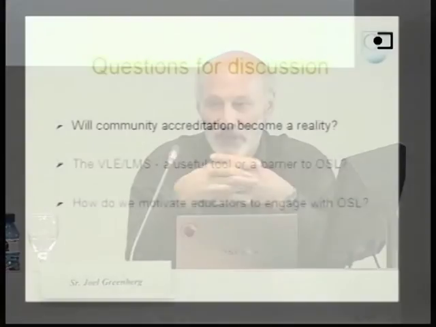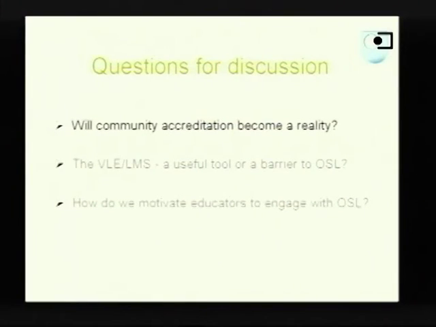I was asked to put up a few questions just in case no one could think of anything to ask. So just first one, to be really controversial perhaps, will community accreditation become a reality? The reason I raise this is because we've already seen examples of it. Sitting in the front row here, we have Stephen Downes, a notable A-list blogger. There's a number of A-list bloggers. I don't think, Stephen, you've ever done a degree in blogging, have you? Do you have any formal qualifications in blogging?